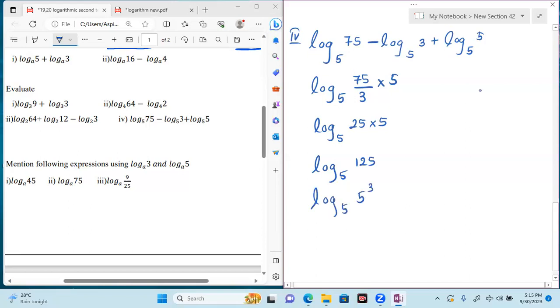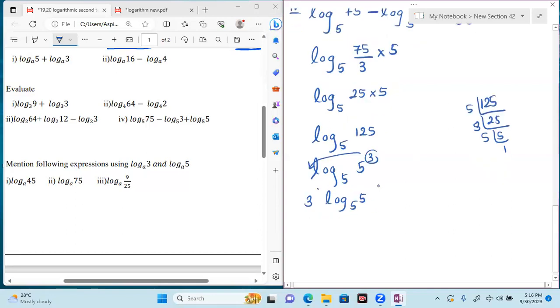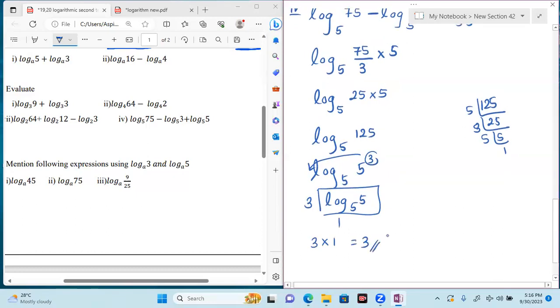If you want, you can divide by 5. It is 25. Again divide by 5. Then this 3 comes in front of this log term. So 3 times logarithm of 5 to the base 5. So instead of this, you can write 1. 3 times 1, it is 3.